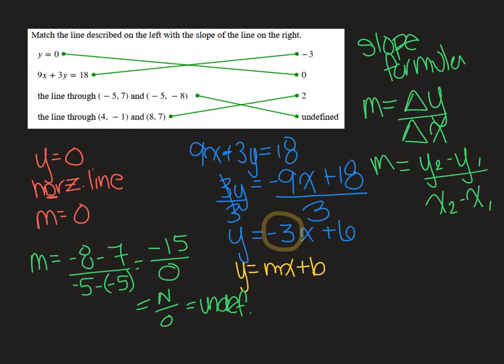This means that this is a vertical line. So it would look something like a vertical line at negative 5. So somewhere over here, negative 5 would be my x there. So x equals negative 5. So vertical lines will always have a slope that is undefined. Horizontal lines will always have a slope that is 0.